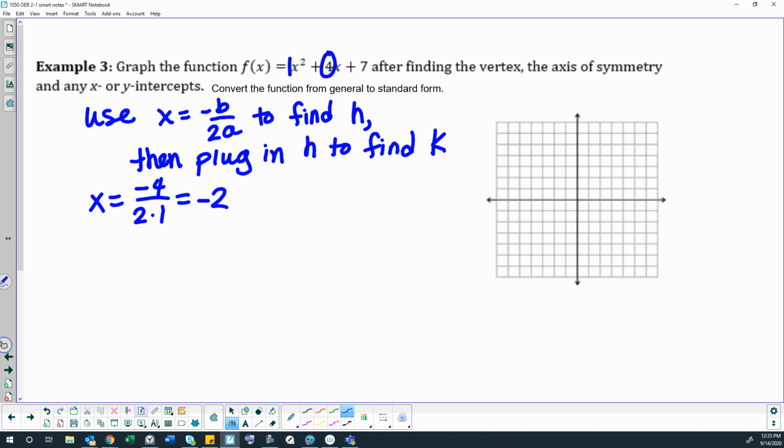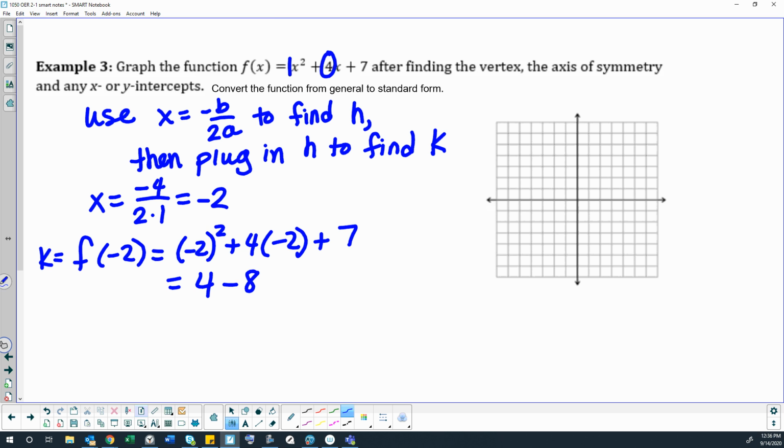Okay, so now we plug that into our equation. We're going to go f of -2, and that will give us k. So we're going to plug in (-2) squared plus 4 times -2 plus 7. And we get 4 minus 8 plus 7, which is -4 plus 7, which is 3. Right? Is that what you guys got? Plug it in. So where's our vertex? There's the vertex.